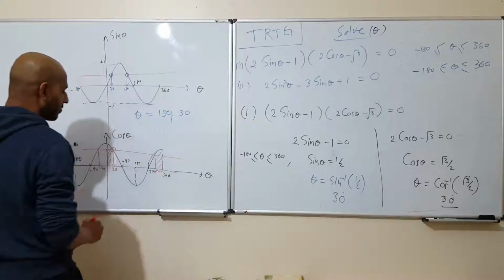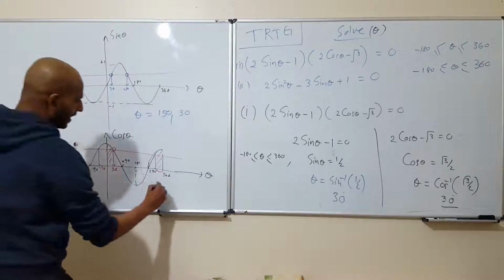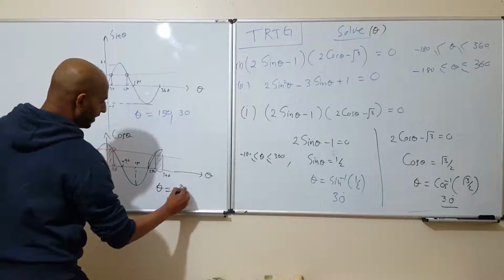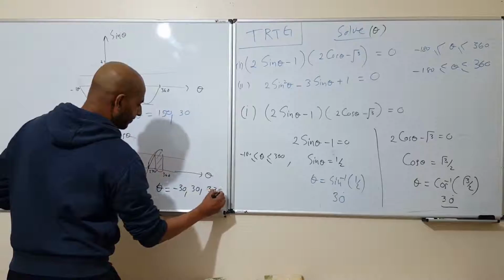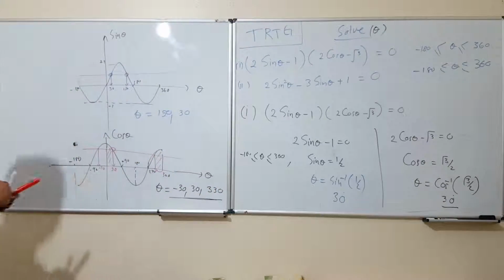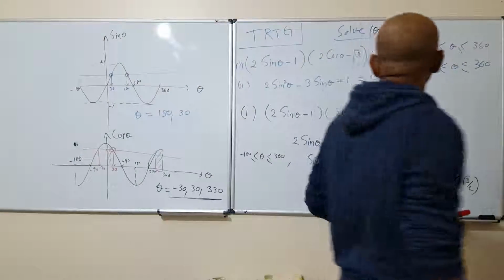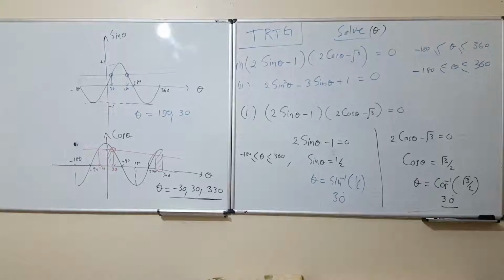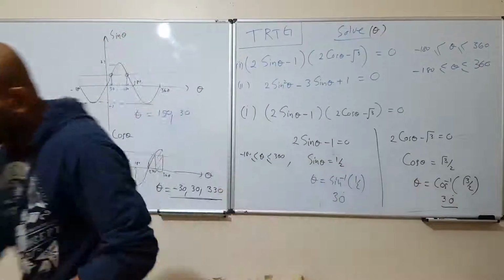Go back. So we got three answers here. The answers are theta equals minus 30, plus 30, and 330. Okay, so that's basically it. So that's the first question. It's all about actually just looking at it and using a bit of algebra.